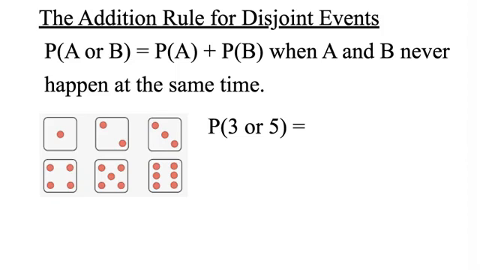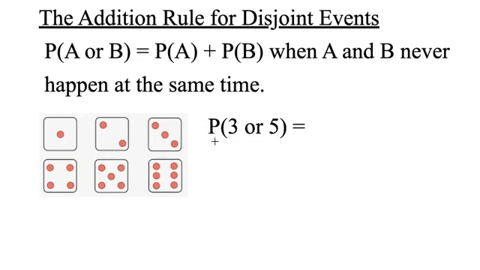You'll be learning more about general addition rules later, but for now, let's discuss the addition rule for disjoint events. Disjoint events are events that never happen at the same time. And the addition rule for disjoint events is that the probability of A or B happening equals the probability of A happening plus the probability of B happening. But this only works when A and B never happen at the same time. We'll talk more about that later.